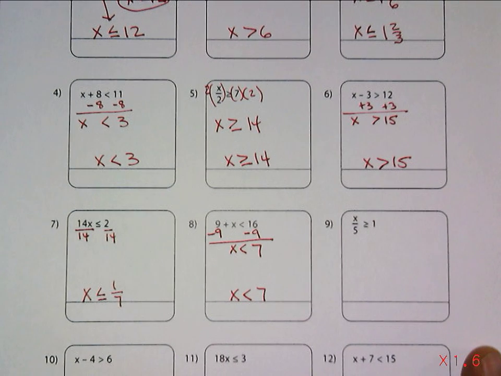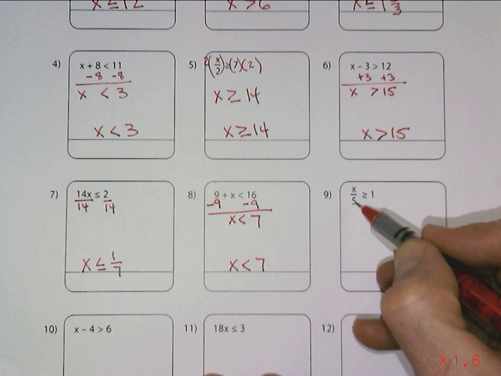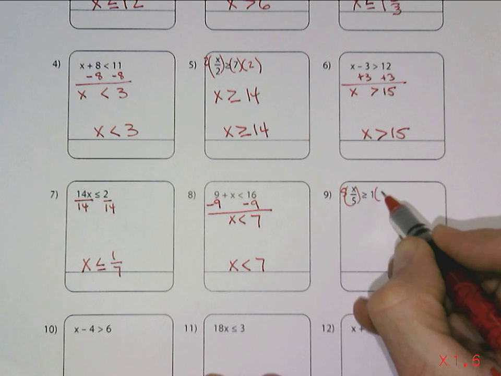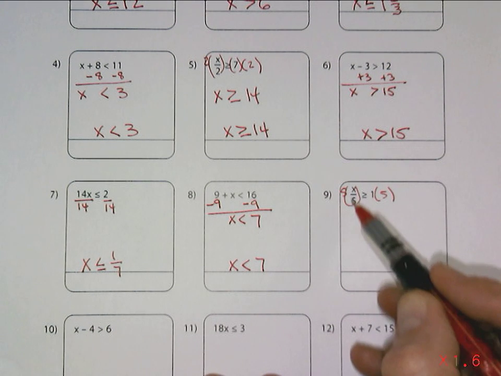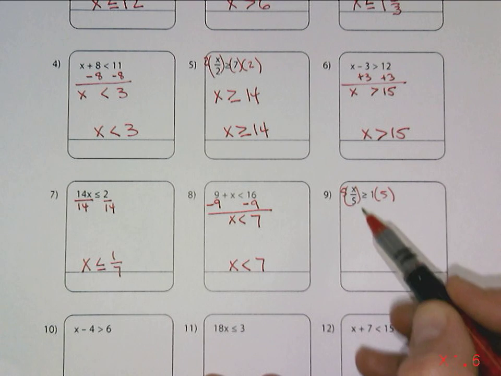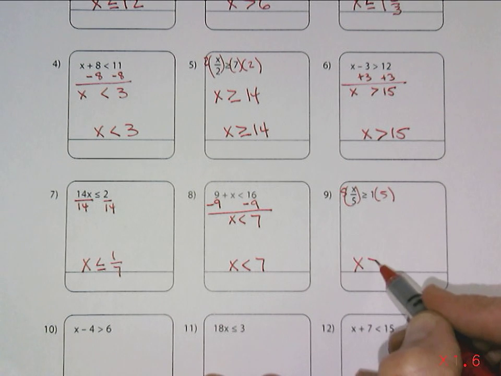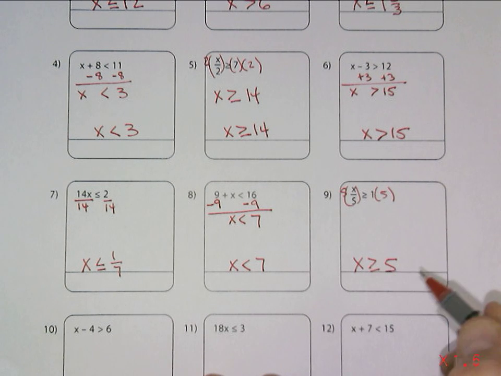So just like solving equations, we're going to do the opposite of everything we see. Opposite of divided by 5 is multiply by 5. So x, 5 divided by 5 is 1x. And that's greater than or equal to 1 times 5, which is 5. So x is greater than or equal to 5.